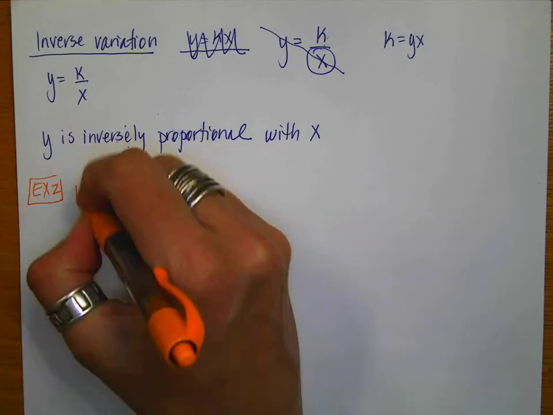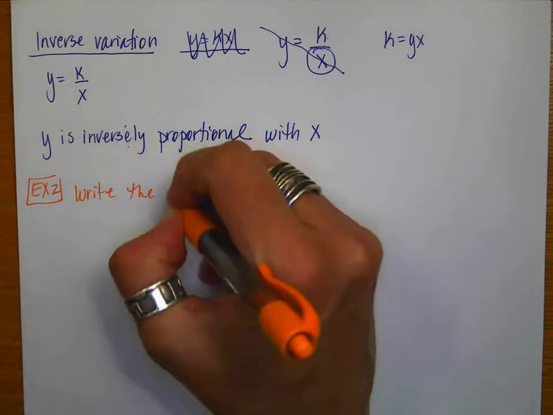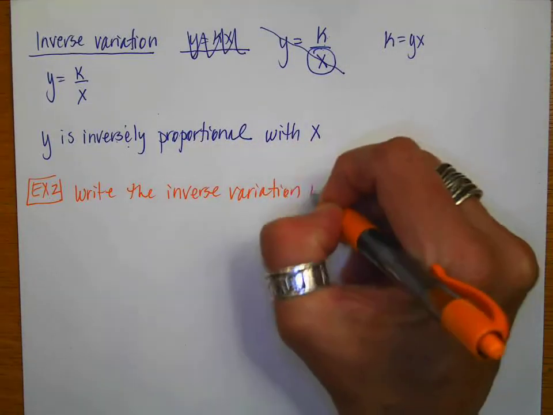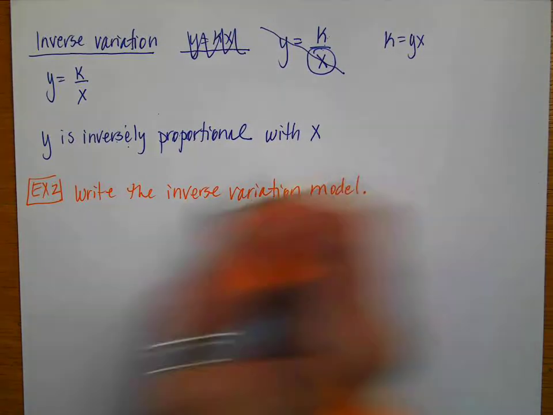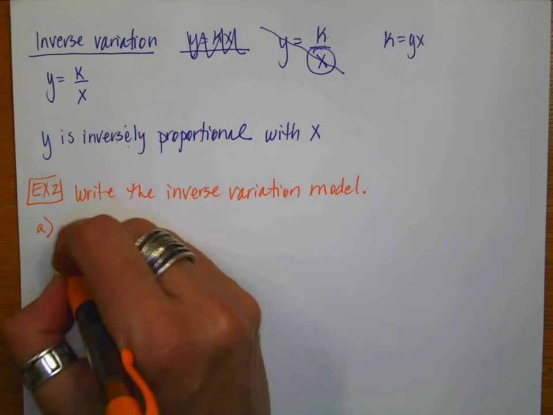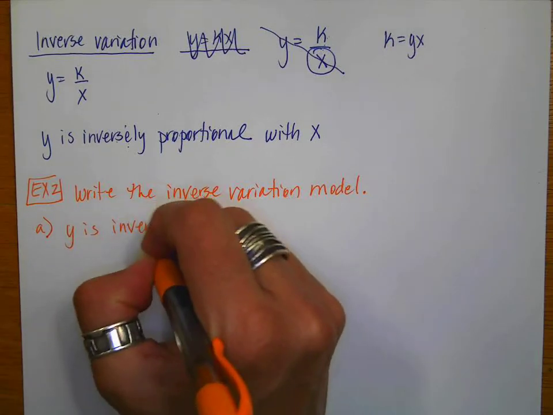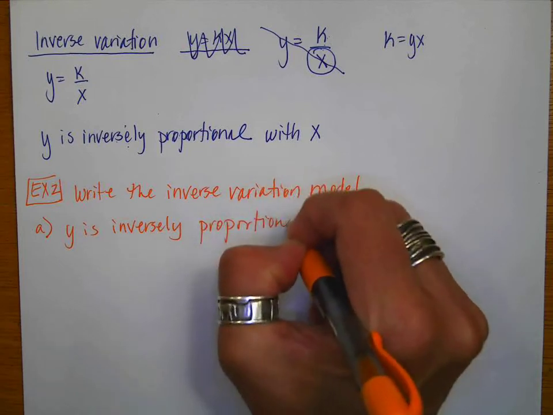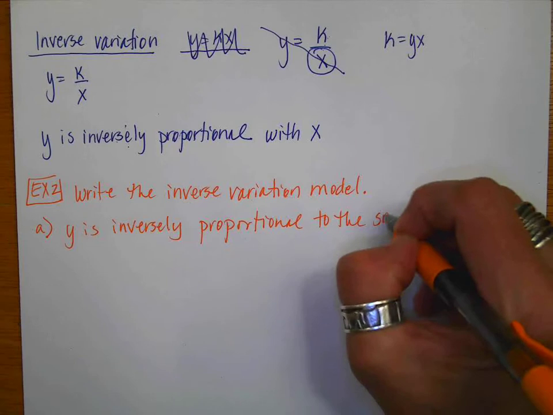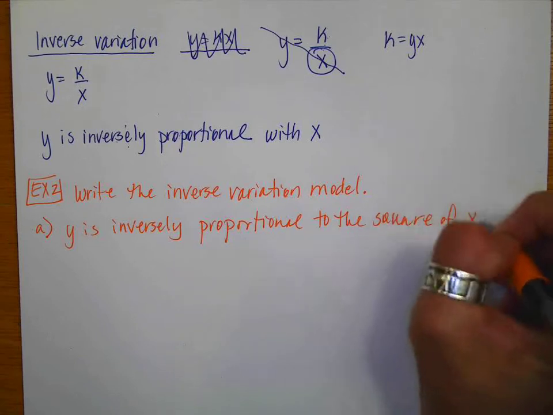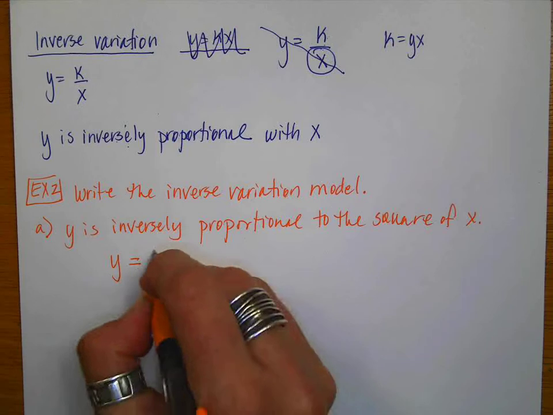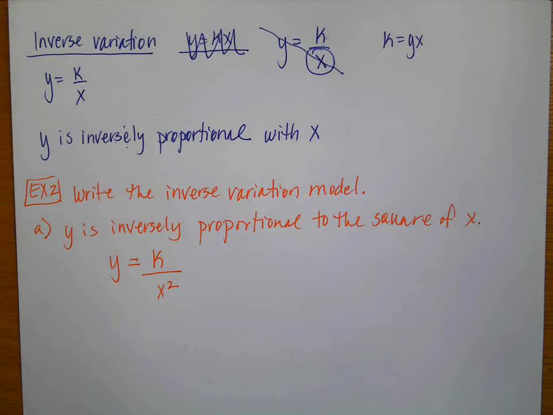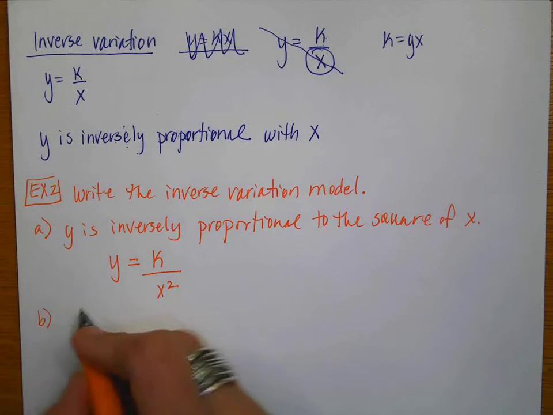So this is our second example, and we want to write the inverse variation model. All right, and again, we're going to do 3 different ones of this. Y is inversely proportional to the square of x. Y is inversely proportional to the square of x. I write as I read.